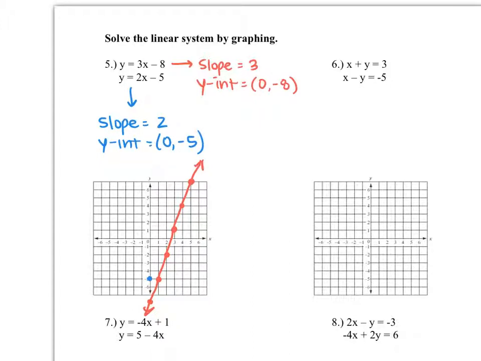So we'll put 0, negative 5. We go up 2 over 1, up 2 over 1, up 2 over 1. And again, you can see these are kind of hard to tell the exact place of intersection, but if you plot enough points, then you can get those points to intersect exactly. And so the solution here, the point of intersection, is right there. It is the point 3, 1. So again, that linear system, that pair of equations, only has one solution. Why don't you take just a minute and try number 6?